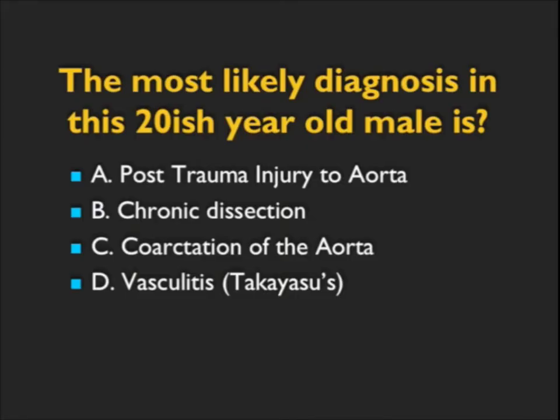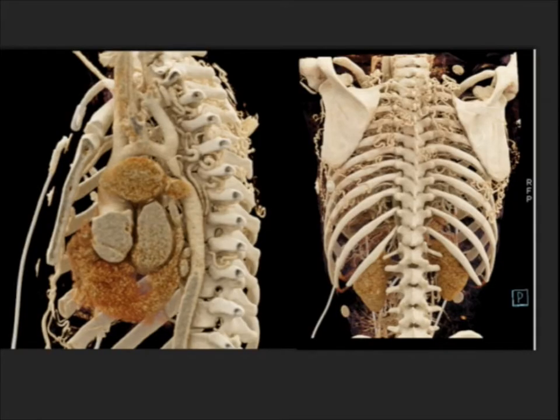This patient, a 20-ish-year-old male, what's the best diagnosis? When you look at the sagittal view, you see the high-grade stenosis in the proximal descending thoracic aorta. You see the dilated left subclavian. You also see large dilated intercostals, and in the view from posterior, look at all of those intercostals and paravertebral vessels. And this is a classic example of a coarctation of the aorta with collateral vessels. Just a beautiful example. Again, cinematic rendering.